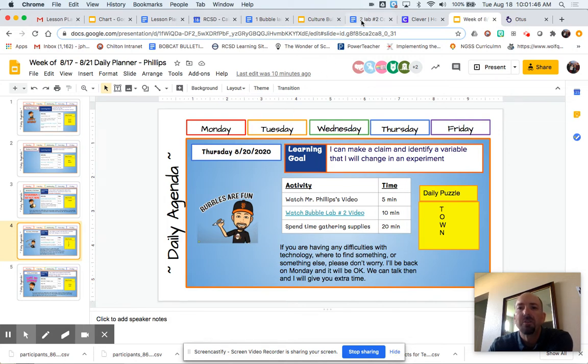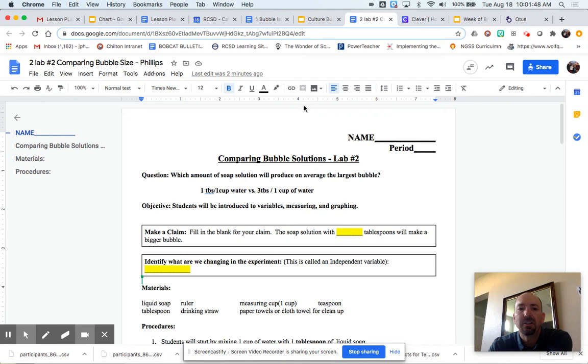So tomorrow's lab sheet looks like this, okay? And so the question you're going to answer is which amount of soap solution will produce, on average, the largest bubble? So we're going to compare two different soap solutions. One soap solution will have 1 tablespoon of soap versus the other soap solution will have 3 tablespoons to 1 cup of water. All right, so then you make a claim.